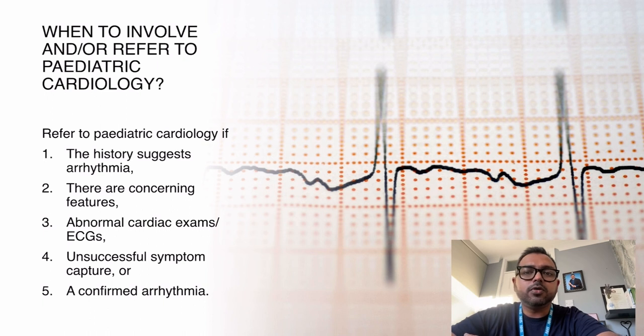When to involve or refer to pediatric cardiology? If history suggests arrhythmia, there are concerning features, abnormal cardiac examination or ECGs, unsuccessful symptom capture, or confirmed arrhythmia.